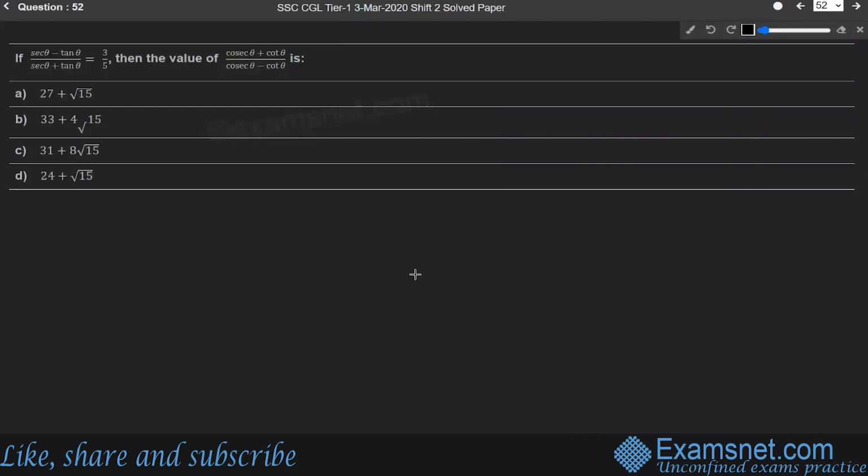Next question is, if sec theta minus tan theta divided by sec theta plus tan theta is equal to 3 by 5, then the value of cosec theta plus cot theta divided by cosec theta minus cot theta is. Again, this is a question that comes from trigonometry. Firstly, let us understand the concept that we have to use here. For this question, the concept that we have to use is the concept of componendo and dividendo rule.